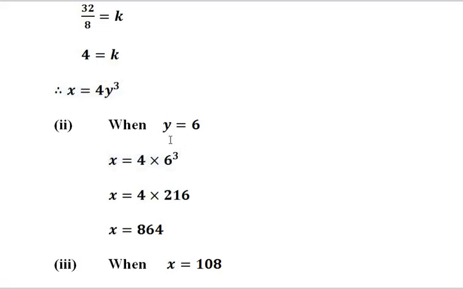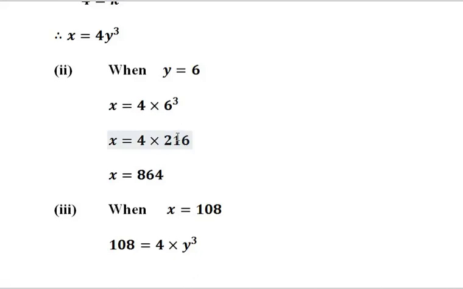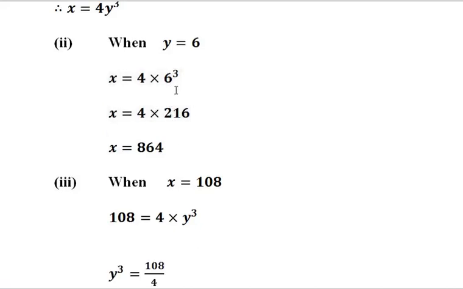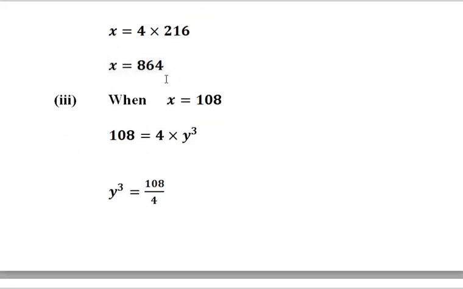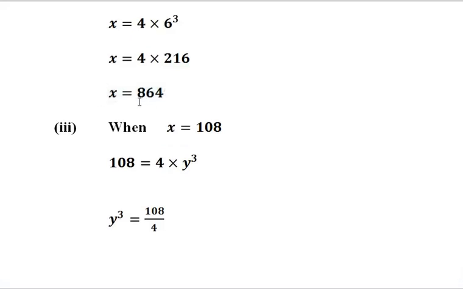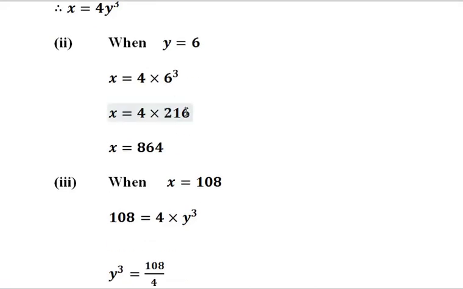So now by substituting y equals 6, this equation becomes x equals 4 multiplied by 6 raised to the power 3. Now 6 raised to the power 3 equals 6 multiplied by 6 multiplied by 6. The total product is 216. Now x equals 4 multiplied by 216. Now 216 times 4 equals 864. So x equals 864 when y equals 6.